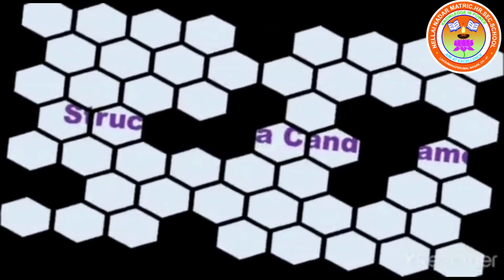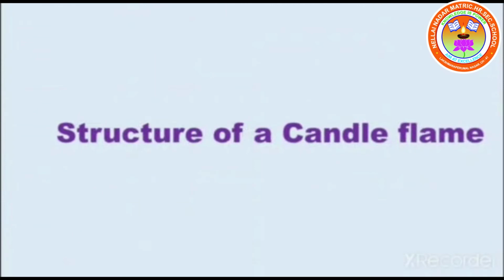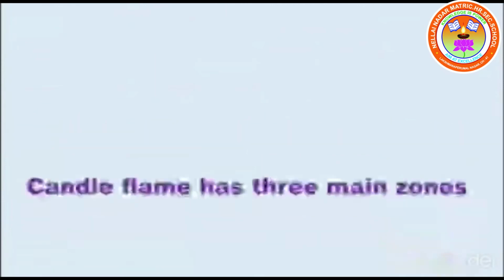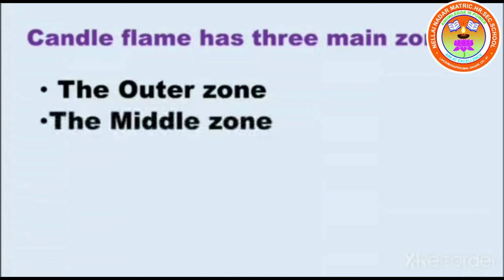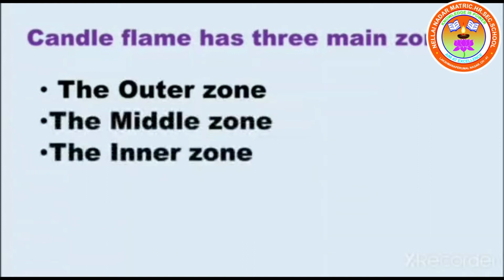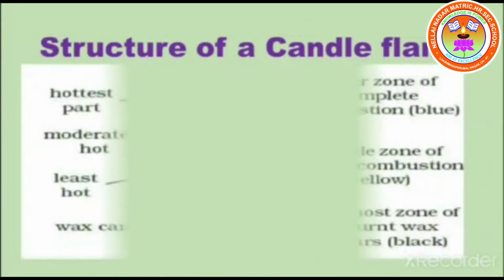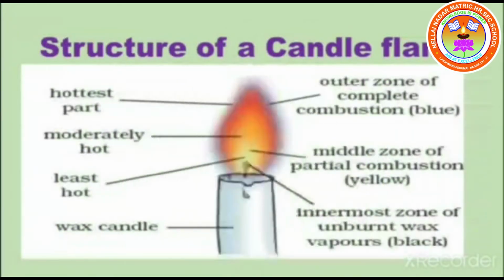Let us see the structure of a candle flame. The structure of a candle flame has three main zones. They are outer zone, middle zone and the inner zone. In the outer zone, complete combustion of fuel takes place and the color of the flame is blue and it is the hottest part of the flame. It is the non-luminous part of the flame.